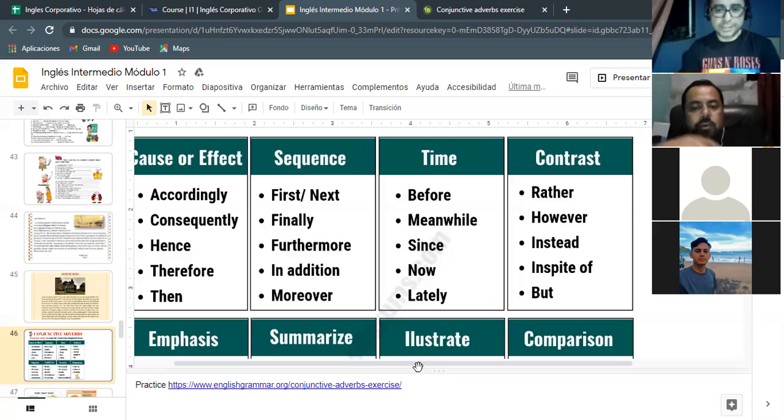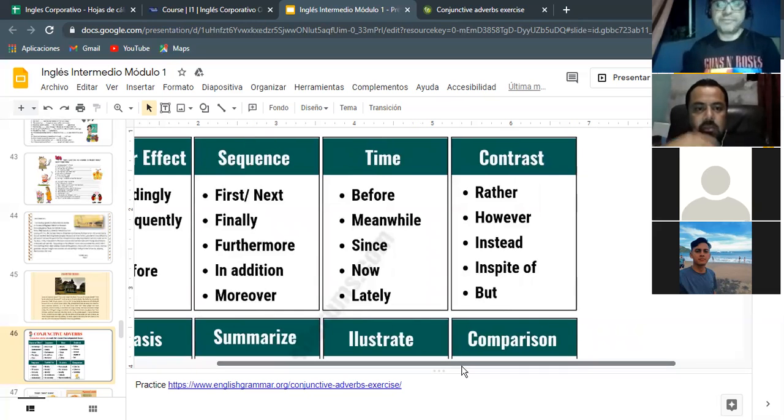The other one is going to be for time. Okay, we can say before. Before it was easier to do anything. Meanwhile, do you know what is meanwhile? Mientras tanto. Very good. Mientras tanto. Meanwhile. Since is one that we checked before, right? Since 1990, whatever. Now, that is also about time. Lately, okay? Lately, because of the pandemic, we can't go to Paris, something like that.